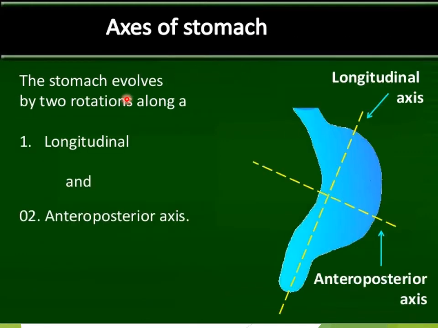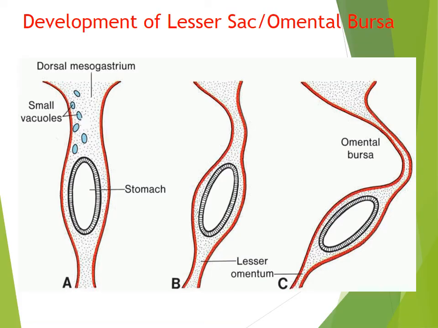Then the axes of the rotations: number 1 is the longitudinal axis and the second rotation is along the anterior-posterior axis. So this slide is showing you the rotation axes on which the stomach is rotated and then acquired its normal position. By this rotation, you have seen that the stomach posteriorly, along its dorsal side, is going to attach to the dorsal body wall through the dorsal mesogastrium.